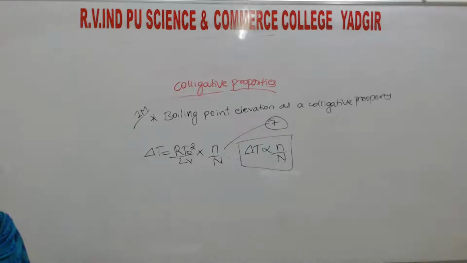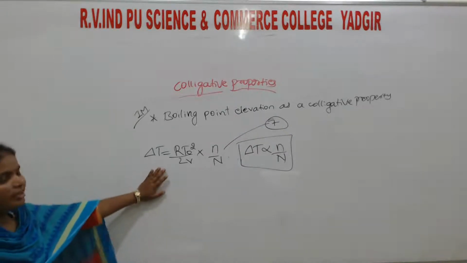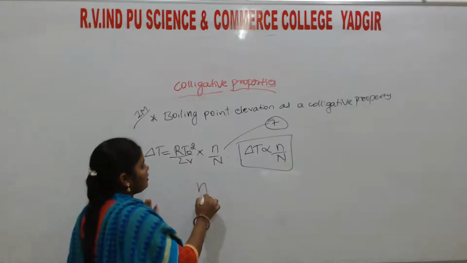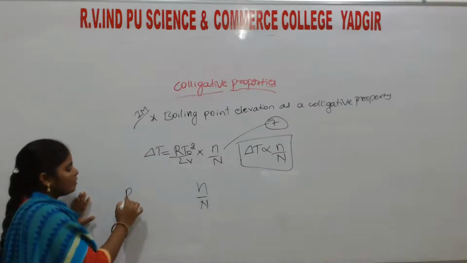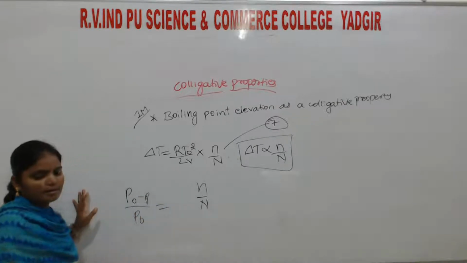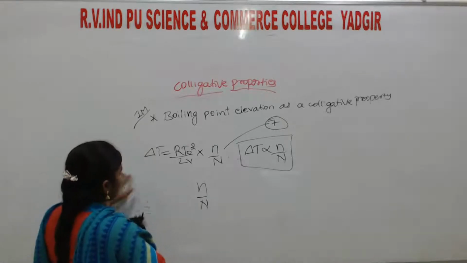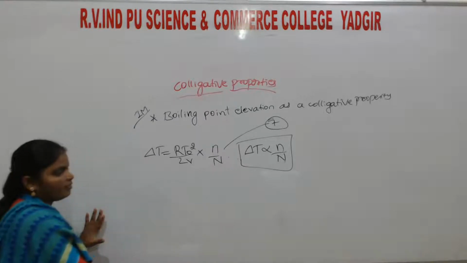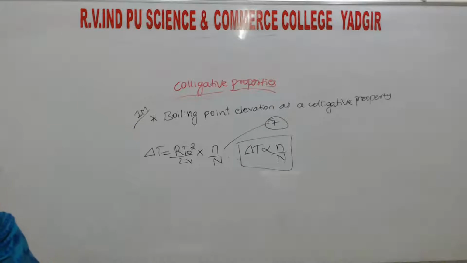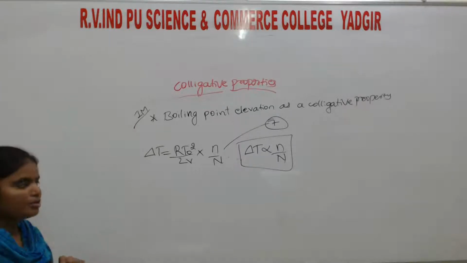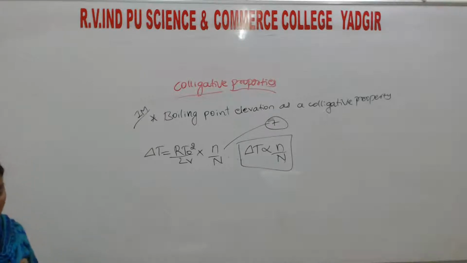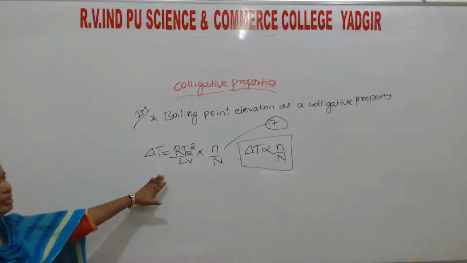Equation number 7 is the boiling point elevation in a dilute solution. Here the dilute solution is taken as n by N. The ratio for a dilute solution is P naught minus P divided by P naught, which is n by N. This is the dilute solution equation, and it is directly proportional to the elevation in boiling point. The boiling point elevation in a dilute solution is directly proportional to the number of moles of solute dissolved in a given amount of solvent, and is independent of the nature of the solute.